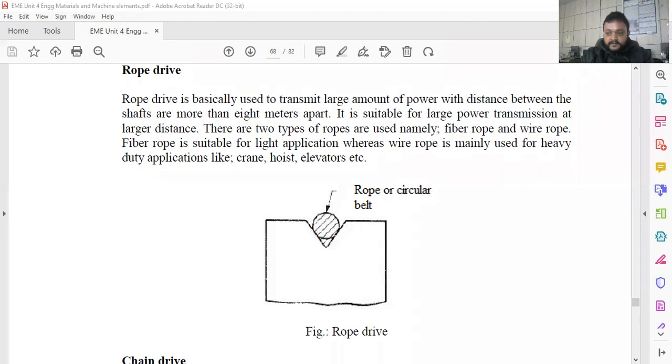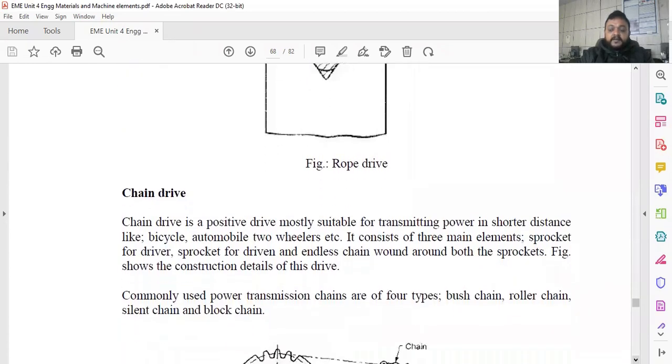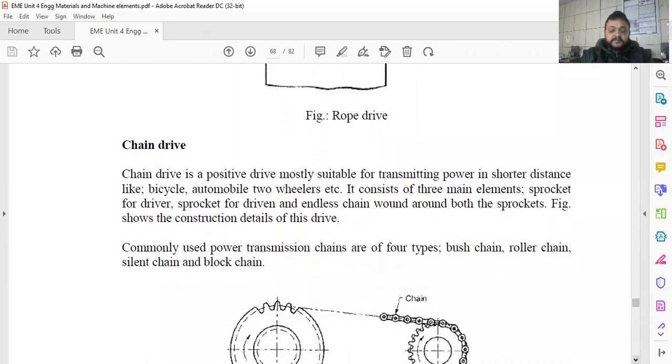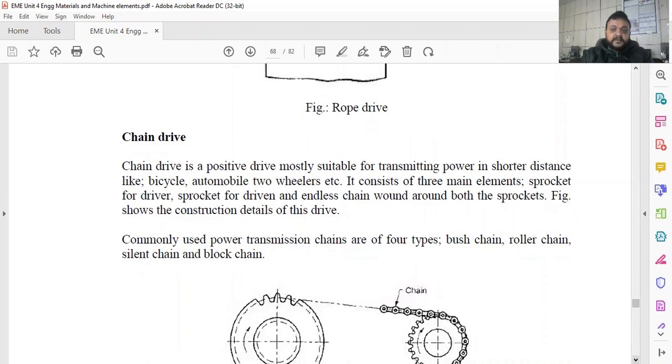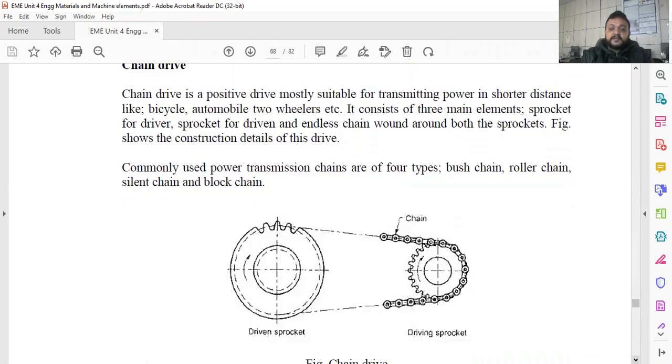Simple thing is there. And then chain drive. Rope drive and belt drive are, however, a little bit negative, and there is always some loss of power because of the friction or slippage. So friction losses are always there. But chain drive is a positive drive and mostly used for shorter distances. Normally we are using this chain drive in cycles or two-wheelers like bikes, specifically bikes and automobile vehicles. In it you have to keep in mind the chain and sprocket.